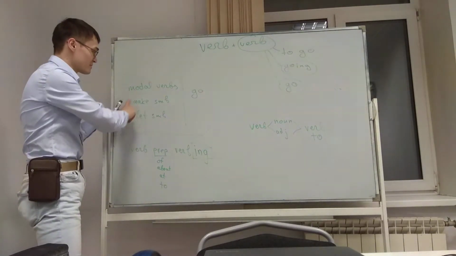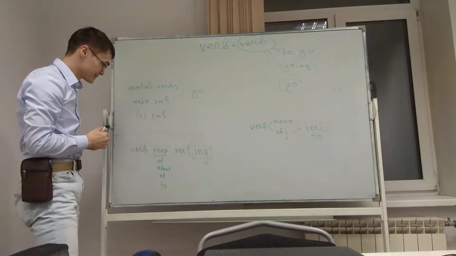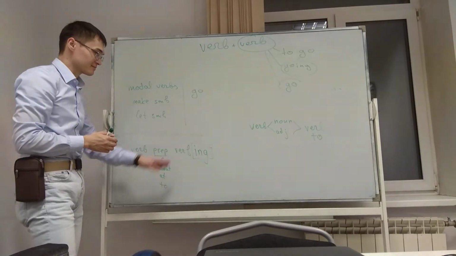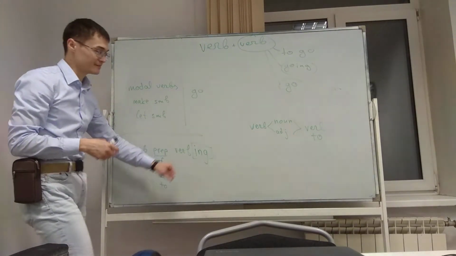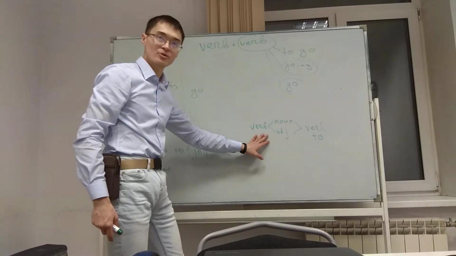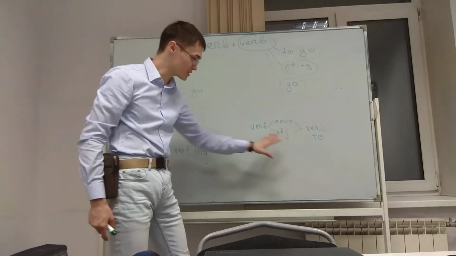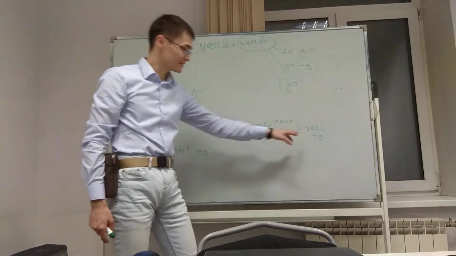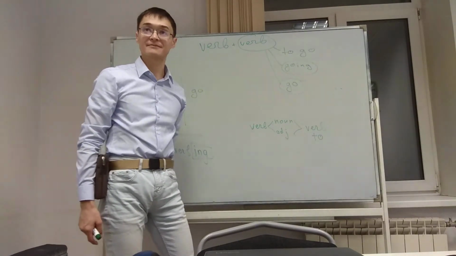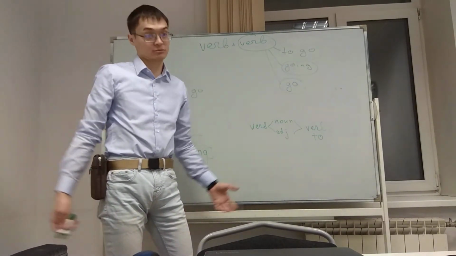So modal verbs, make, let take bare infinitive. Verb plus preposition, then the second verb will be ing. And if you see this formula, you use infinitive after noun or adjective. Is this clear? Clear. Quite clear.